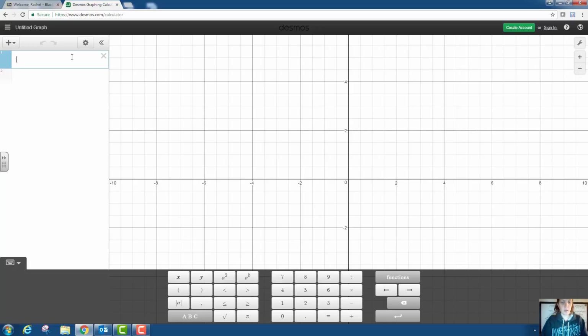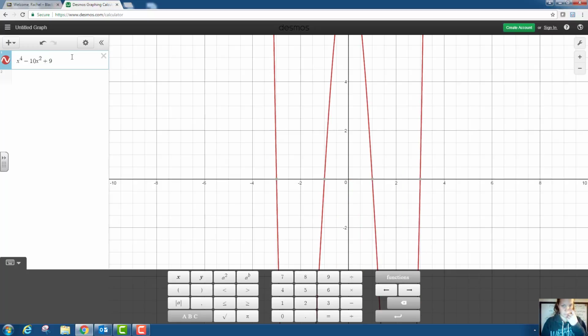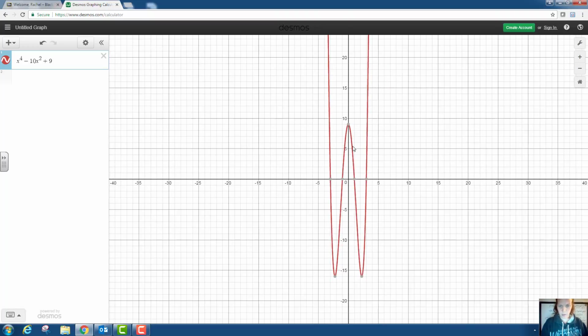So let's double check this on Desmos. It's x to the fourth minus 10x squared plus 9. Okay, so there's my graph. Zoom out a little. Okay, so here are those zeros. Negative 3, negative 1, 1, and 3. End behavior like we found. We figured out 0, 9 was my y-intercept.